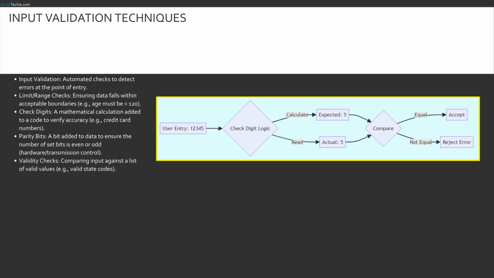This diagram visualizes check digit logic. The user enters a code, 12,345. The system runs check digit logic. It calculates what the last digit should be based on the first 4 numbers. In this case, expected 5. It reads the actual digit entered. It compares them. Since they are equal, it accepts. If the user had typed 12,346, the calculation would fail, and it would reject. This happens instantly in the background.